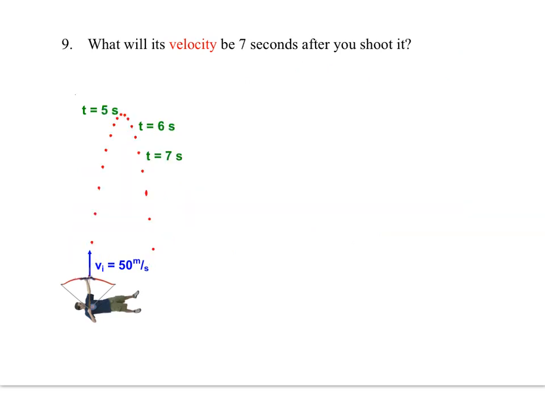And if we keep going here, one more question about time and velocity. It says here, what's the velocity 7 seconds after it's shot? Okay, and just like before, exact same approach. V final equals V initial plus acceleration times time. How fast and which way is it going?